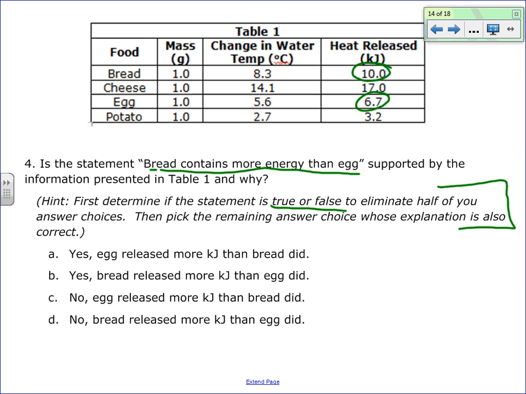So immediately, which 2 can we get rid of? C and D. We don't have to worry about them because the "nope" is not true. So now we only need to figure out which one's true: egg released more kilojoules than bread, or bread released more kilojoules than egg.